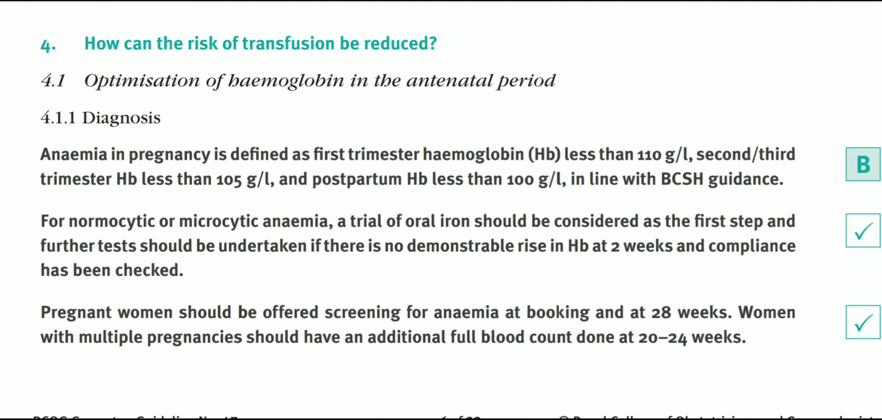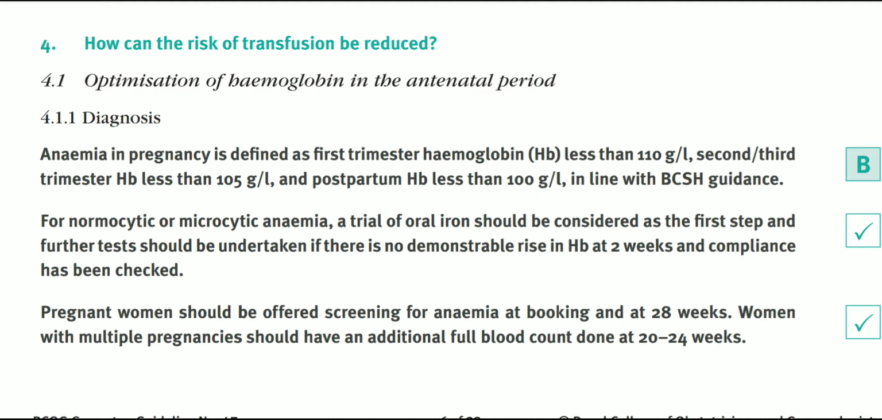We have to do correct diagnosis, and as I have told you in the previous guideline on anemia in pregnancy, we have the definition of anemia in different trimesters depending upon HB level. Anemia in pregnancy is defined as first trimester hemoglobin less than 110 gram per liter, second and third trimester less than 105 gram per liter, postpartum less than 100 gram per liter, in line with the BCSH guideline.